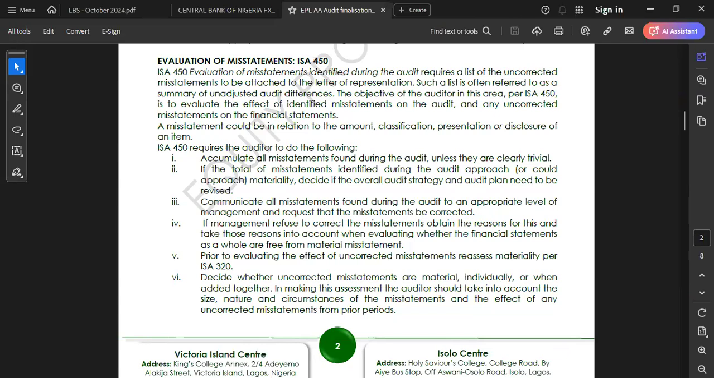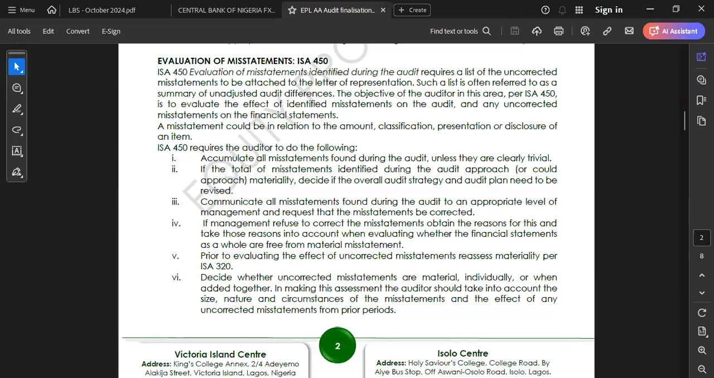You were thinking 100 is material, but when you now look at all those small, small ones, you find out that they are, what we call, there is this term for it, performance materiality. They are now making a significant impact. So the auditor needs to look at it. Do I need to revise my materiality threshold?